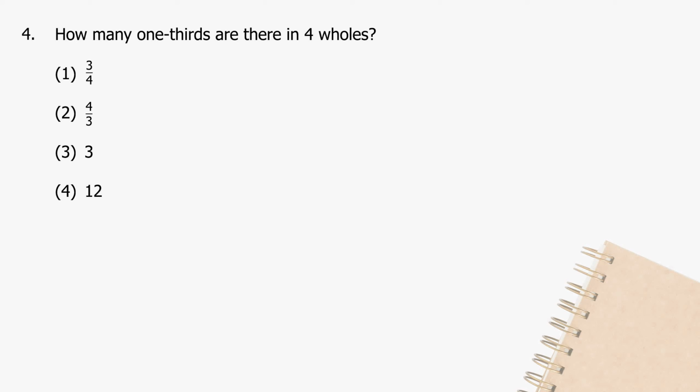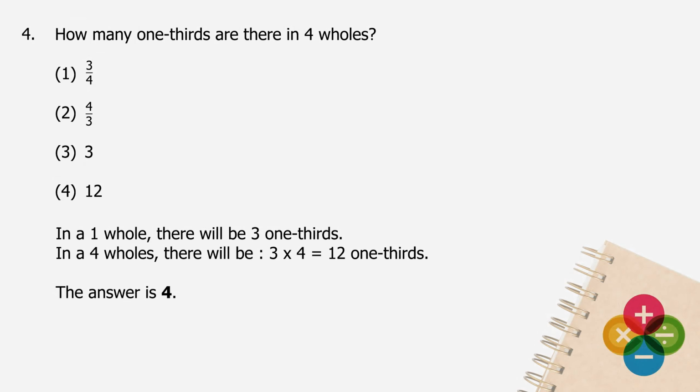Question 4. How many 1/3 are there in 4 wholes? In 1 whole, there will be 3 1/3. In 4 wholes, there will be, multiply 3 by 4 and the product is 12. There will be 12 1/3 in 4 wholes. The answer is 4.